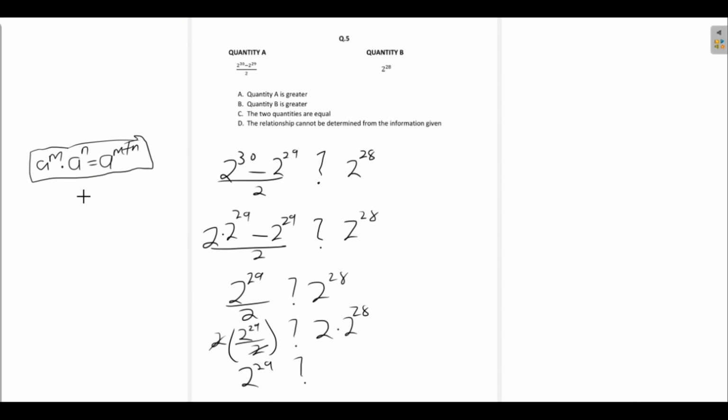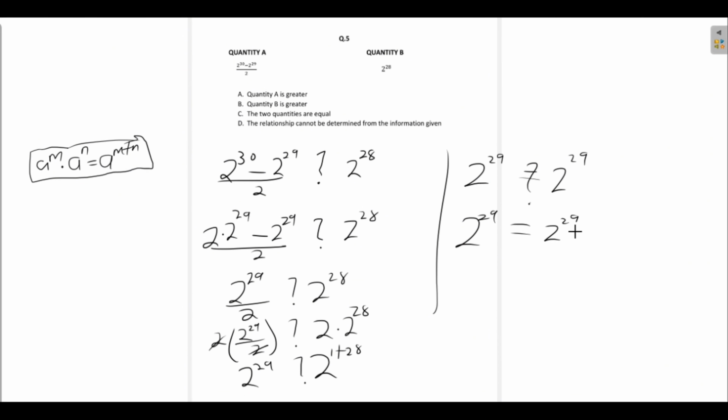And then with this one, you can see from this particular rule, the bases are the same. So this is going to be 2 to the power 1 plus 28, of which we are going to get 2 to the power 29, then 2 to the power 29. Now what relationship can you see? They are equal, right? Hence, we can choose option C, the two quantities are equal. So this is just basic indices. You have to try to break one of the quantities down to see if there is any relationship between the two. And upon breaking quantity A down, we arrived at the conclusion that quantity A is actually equal to quantity B.